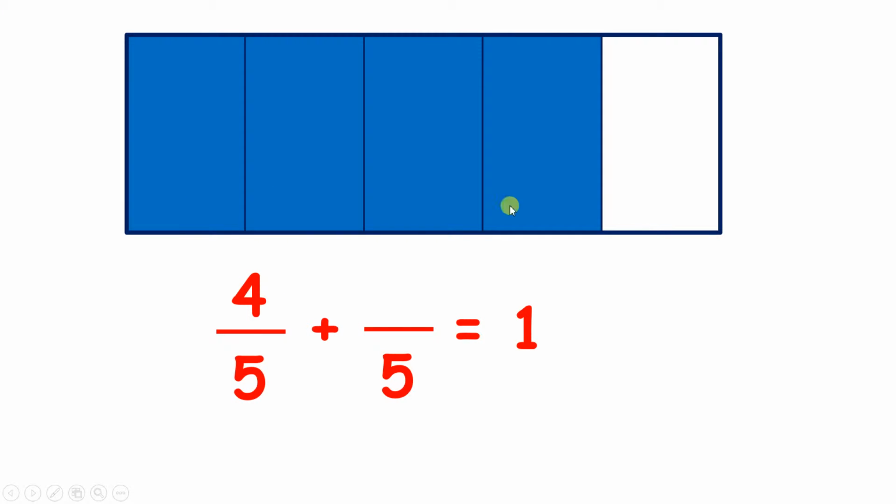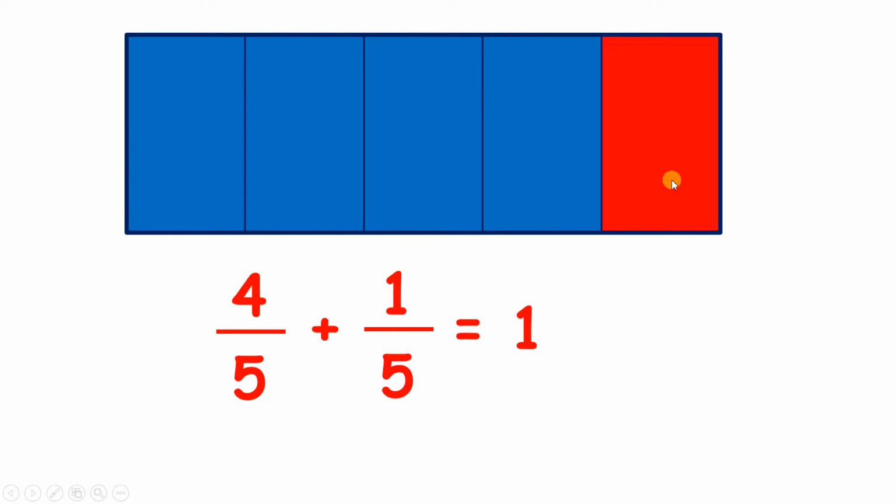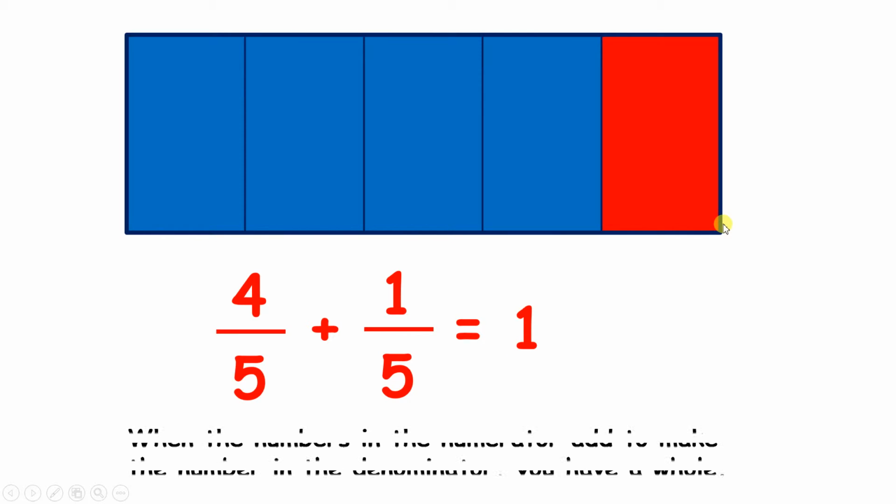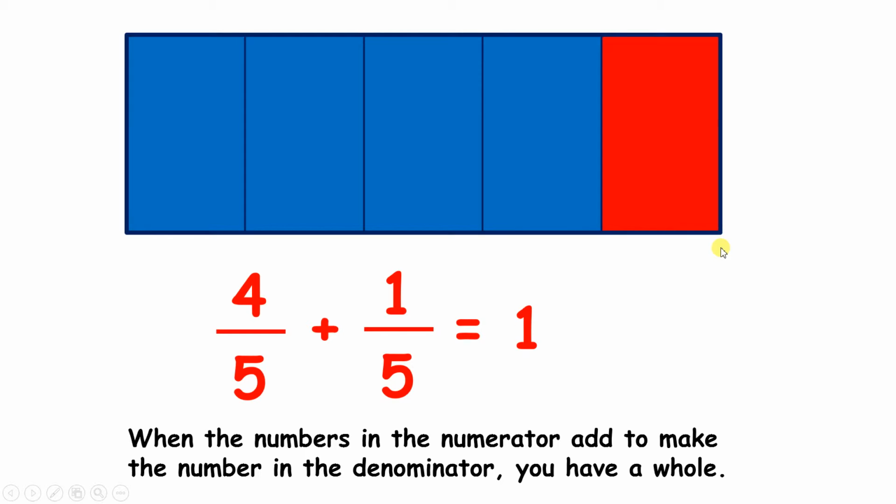We have 4/5 and we want to make 1. So what do we need to add to 4/5 to make 1? We need 1/5. So our 4 blue fifths plus our 1 red fifth equals 1, so that makes a whole. When the numbers in the numerator add to make the number in the denominator, you have a whole, so you have 1. Here, 4 plus 1 is 5, so we have 1 whole.